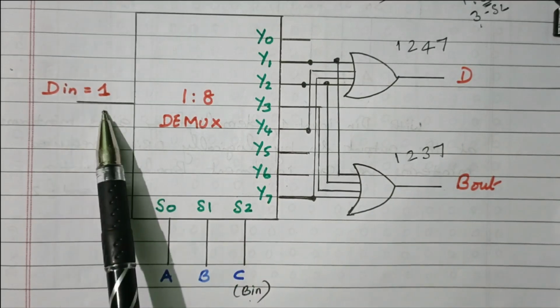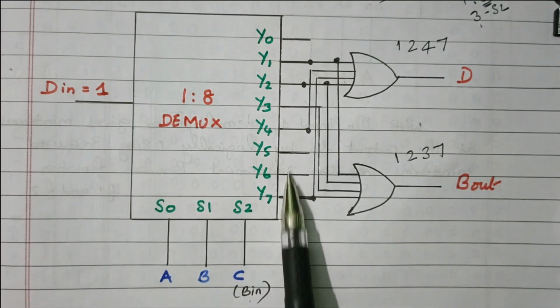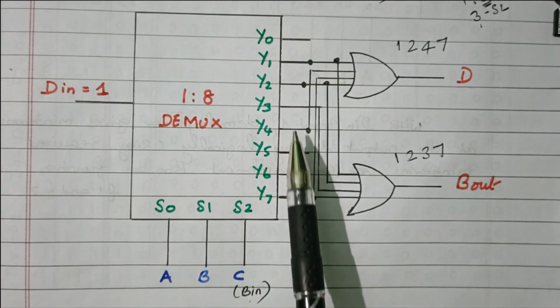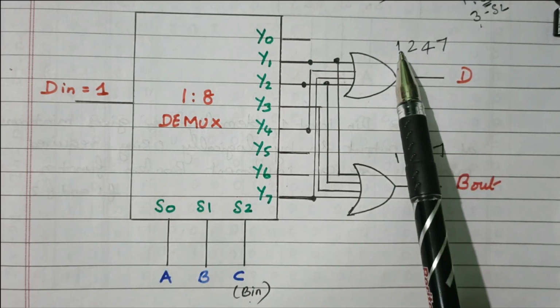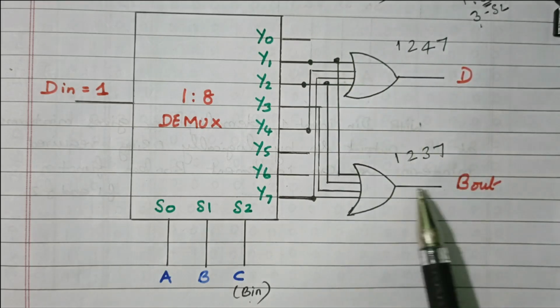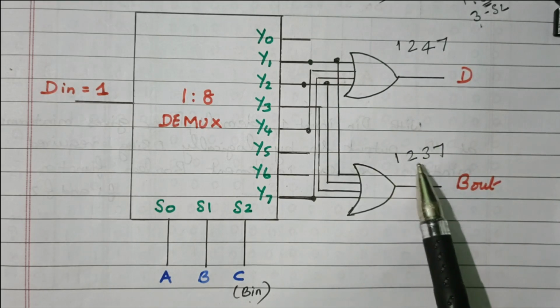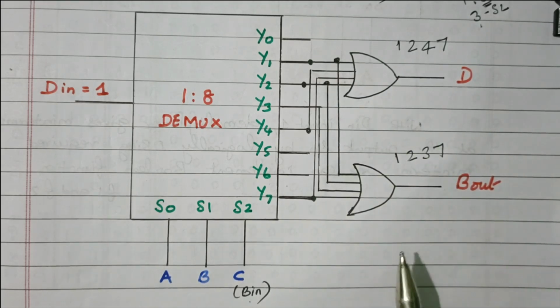Data in is 1. The selection lines are nothing but the 3 inputs A, B, borrow in. The 8 different outputs are available. Based on the truth table, for the difference we need the sum of min terms 1, 2, 4, 7, so 1, 2, 4, 7 are connected together. For borrow out, what we need is 1, 2, 3, 7. So 1, 2, 3, 7 are connected and we got the borrow out. So in this video, we discussed how to implement the full subtractor using the demultiplexer.